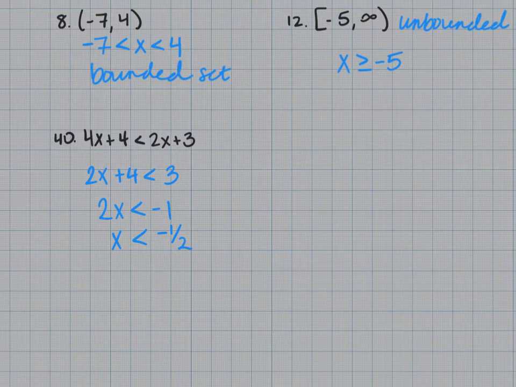So what I'm going to do is I'm going to draw a number line here. Write down my negative 1/2. Open circle because it's not equal to. And then an arrow towards all numbers less than negative 1/2.